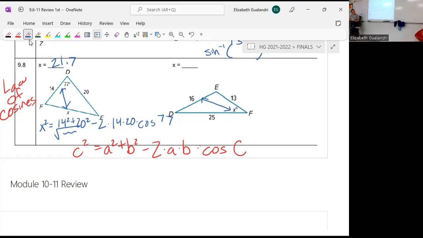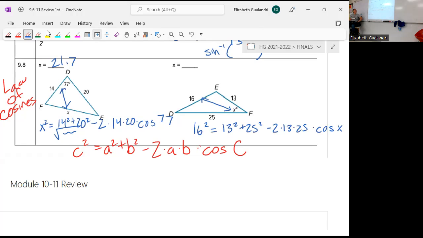So my C, my little c in this case has to be the 16. So I would set up 16 squared equal to 13 squared plus 25 squared minus 2 times 13 times 25 times the cosine of c, which in this case is an x. So I'm going to fill in the x's there. You can leave a c, it doesn't really matter, as long as you're solving for a variable, you're good.